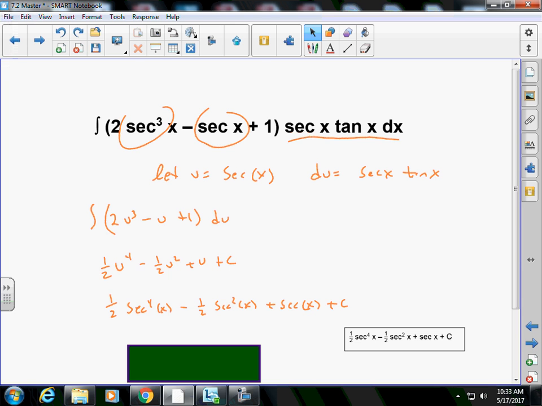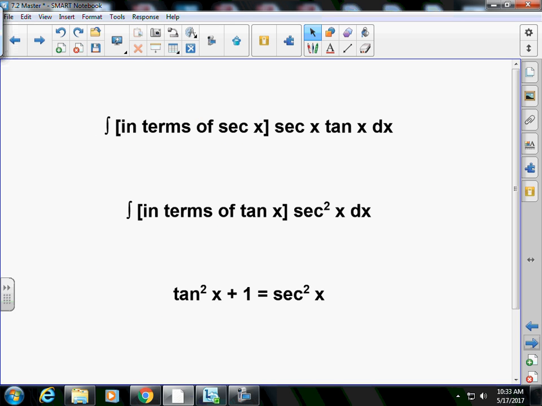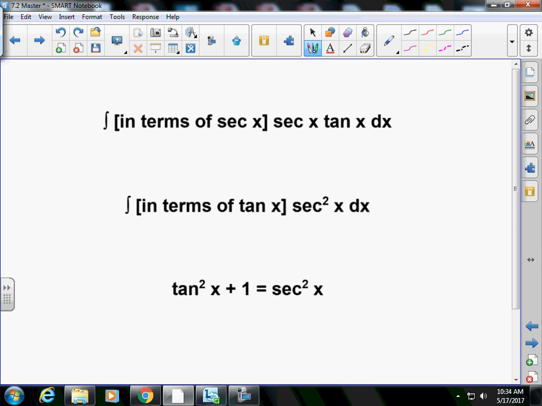So just to give us some ideas of what we're doing. In a problem like this, like with the sines and cosines, we get everything in terms of secant, and I have a secant x tan x dx. So my u will be secant x, and my du would be secant x tan x. Or I get everything in terms of tangent x, and I have a secant squared x, and I can let u equal tangent x, and du would be equal to secant squared x. And just to remind us of the Pythagorean identity, tangent squared x plus 1 is equal to secant squared x.